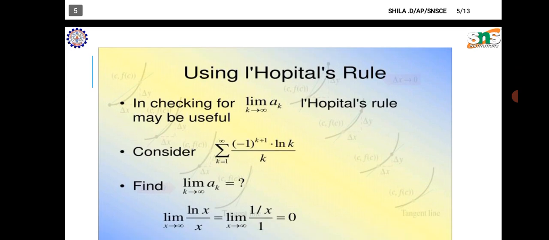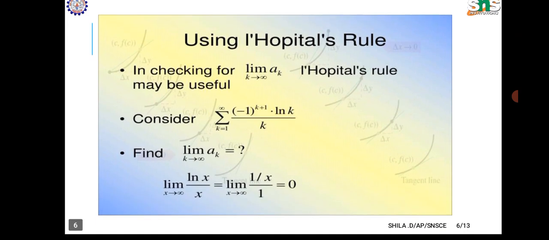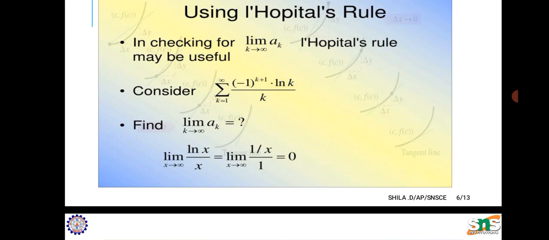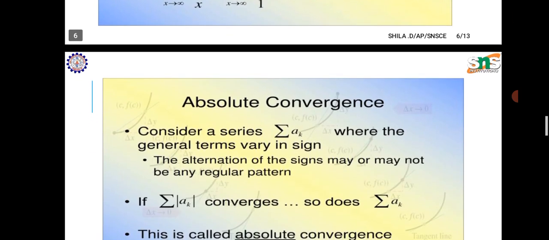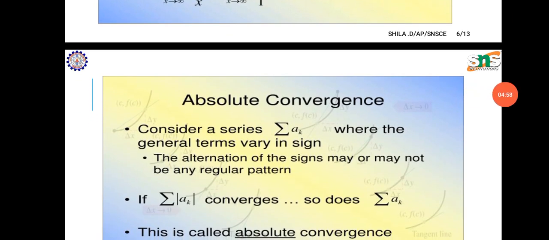If not, I handle it with L'Hospital's rule. In checking the limit of ak as k tends to infinity, I use L'Hospital's rule, that is minus 1 to the power k plus 1 log k divided by k. To check whether it tends to 0, the limit as x tends to infinity of log x divided by x becomes infinity by infinity, so I cannot take it directly. So I need to replace it with the limit as x tends to infinity of 1 by x divided by 1, which is equal to 0. Next is absolute convergence.